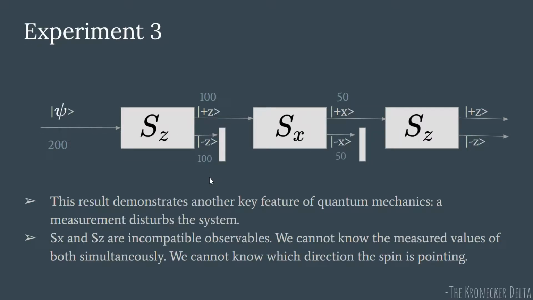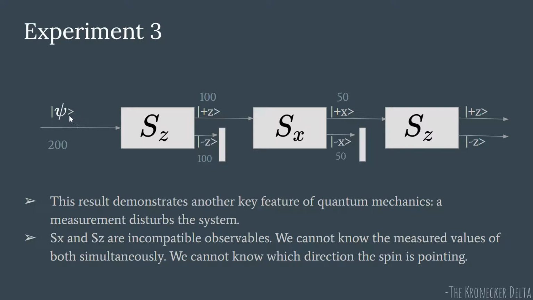Now we have three analyzers. We have Sz, then Sx, followed by again Sz. So now we input a generic state psi here, with two possible outcomes, plus Z and minus Z. We block the minus Z beam, we let only the plus Z beam input to the Sx. Now two possible outcomes of this Sx operator are the plus X beam and the minus X beam. Again we block the lower beam and input just the up beam, and then we perform the measurement of Sz again. Then we ask what is the probability that an atom will be in this state or in this state. Now let's study this experiment.